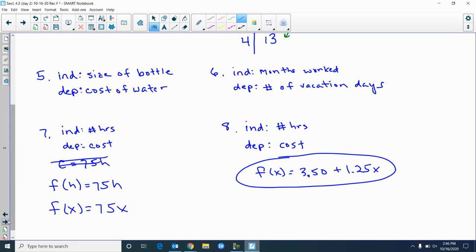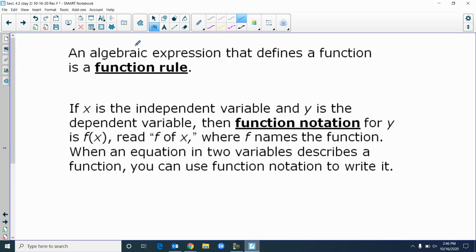I just want to finish a couple things up from section 4.3 we didn't get to, and then I'm going to give you an assignment that will be due on Monday. We went over a little bit of this on Thursday. I just want to hit it again.